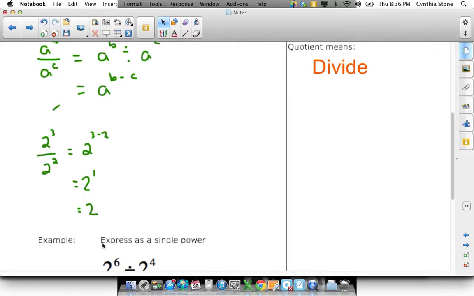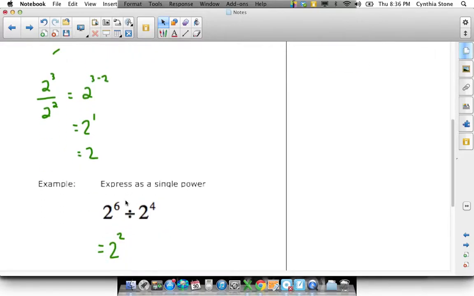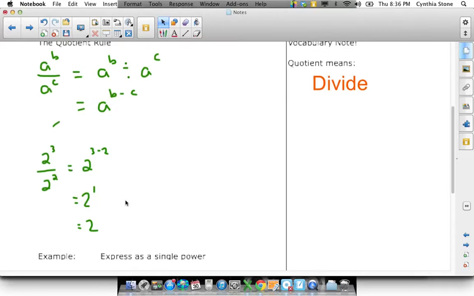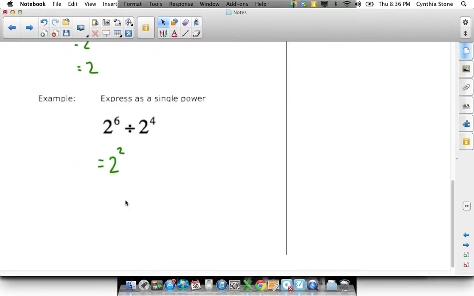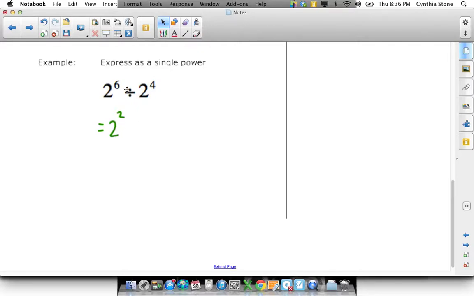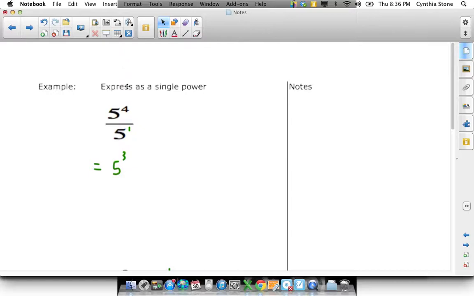Okay? Again, I'm rushing to the next one, but of course you can pause and catch up with your writing. So a simple example, 2 to the exponent 6 divided by 2 to the exponent 4, again, is still 2 at the base, and you just subtract. 6 minus 4 is 2. Another one, 5 exponent 4 over just 5. Remember that just 5 means 5 to the exponent 1, so it's 5 cubed.